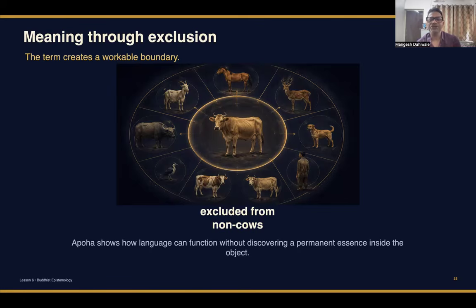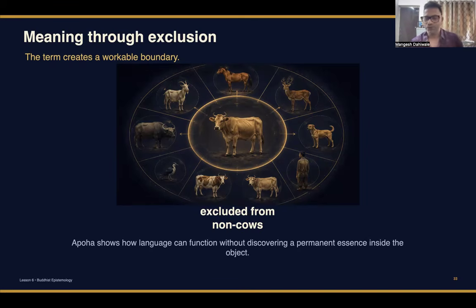So the cow is excluded from non-cows. Because it's not a goat, it's not a horse, it is not a deer, it's not a dog, it's not a human being. It's not a buffalo, it's not a bird. So how do you cognize the cow by excluding non-cows? So Apoha shows how language can function without discovering a permanent essence inside the object.